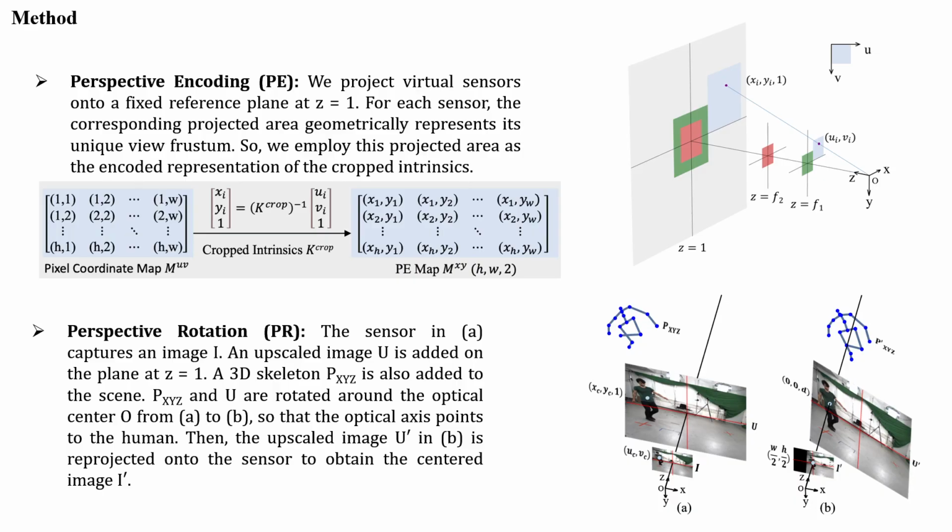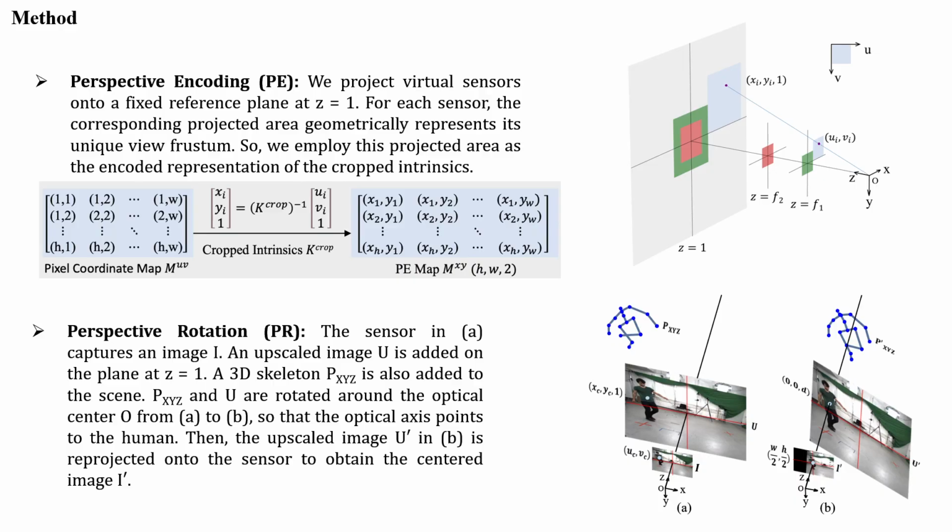Similarly, the principal point of the blue virtual sensor deviates from the optical axis, and its corresponding projected region also shifts away. Overall, for each sensor, the corresponding projected area geometrically represents its unique view frustum determined by their cropped intrinsics. So we use this projected area as the encoded representation of the cropped intrinsics. Through PR, the original image I is transformed into the image I prime to center the human subject.